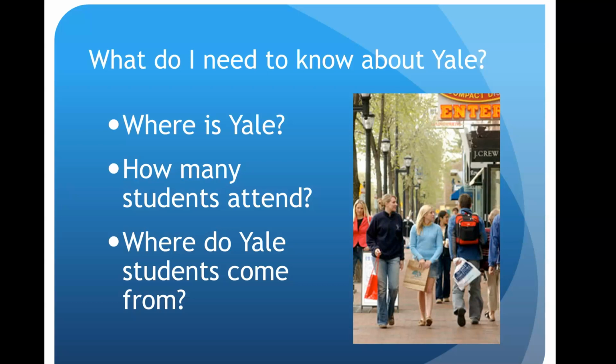Now, the last thing I wanted to know about was, where do students from Yale come from? And what I found out is that they come from all over the world. I think it was 55 countries in all 50 states. So it's going to be a pretty diverse population, which is something you don't necessarily find at every Ivy League school.